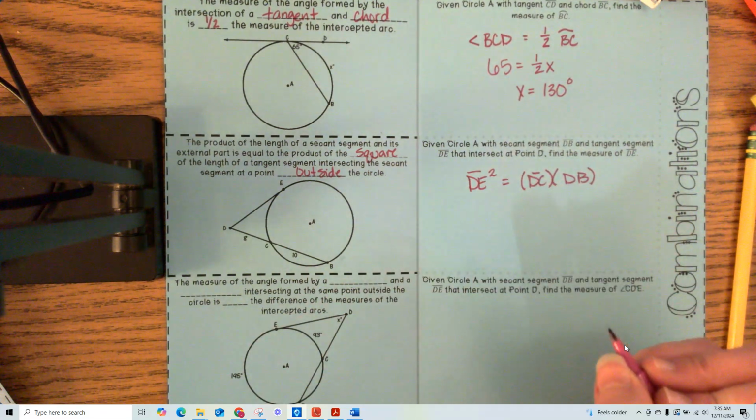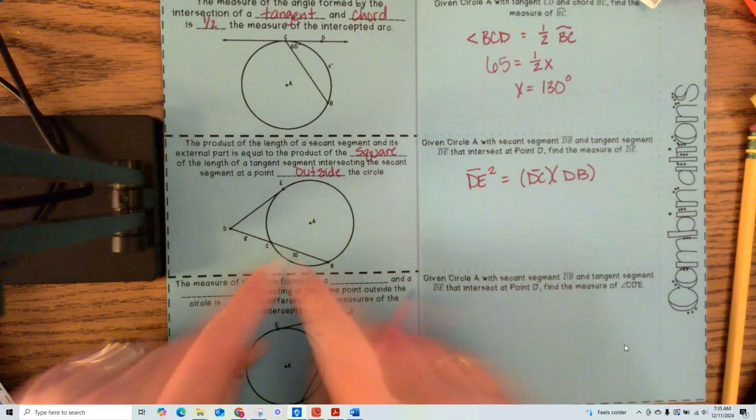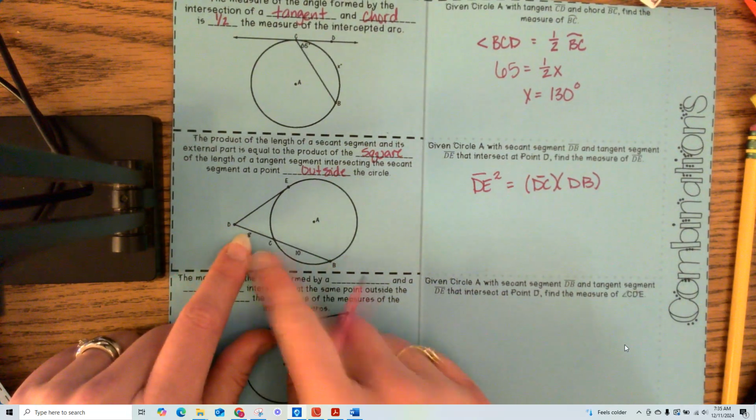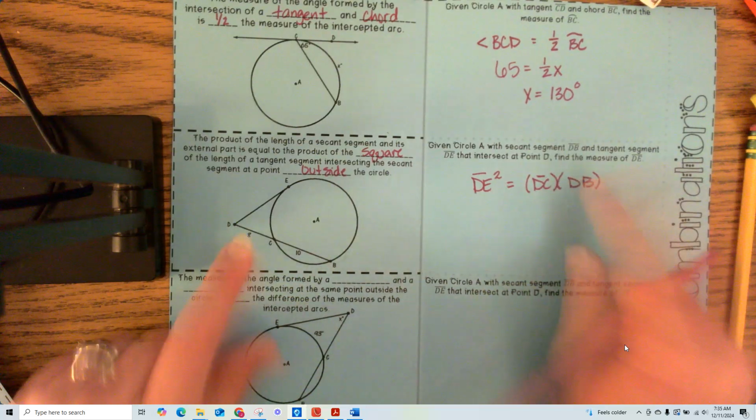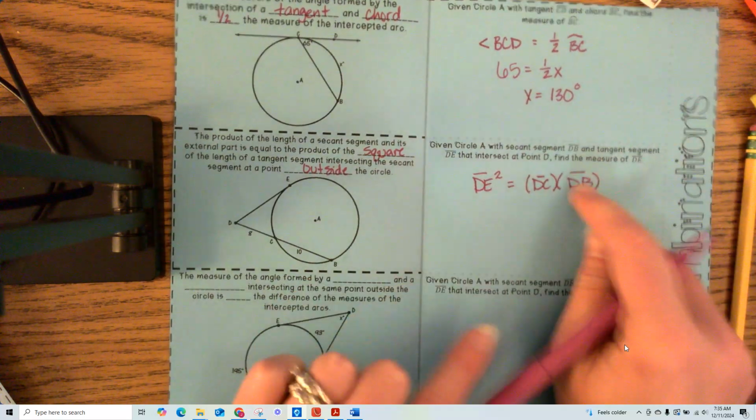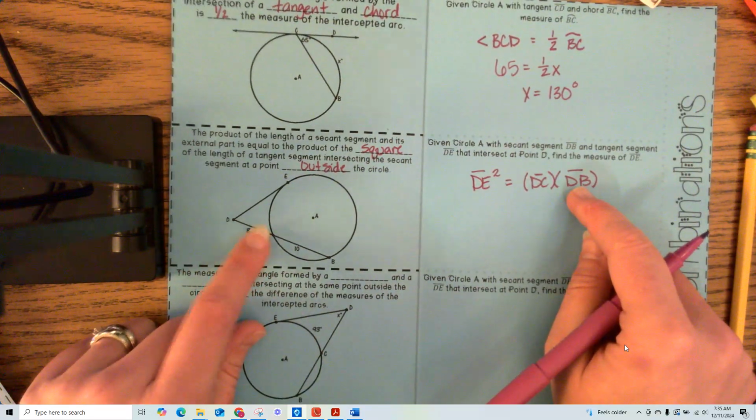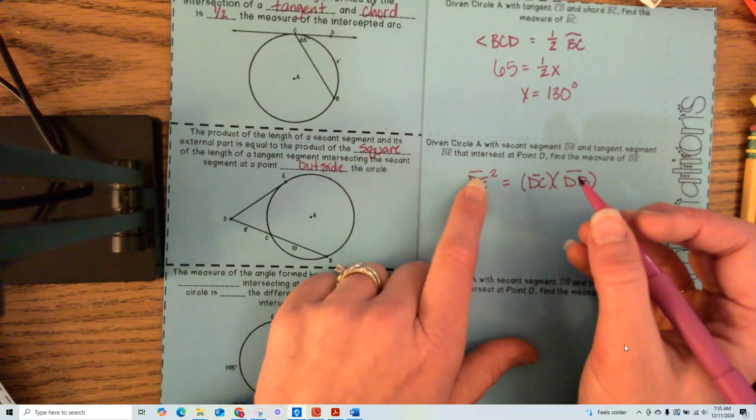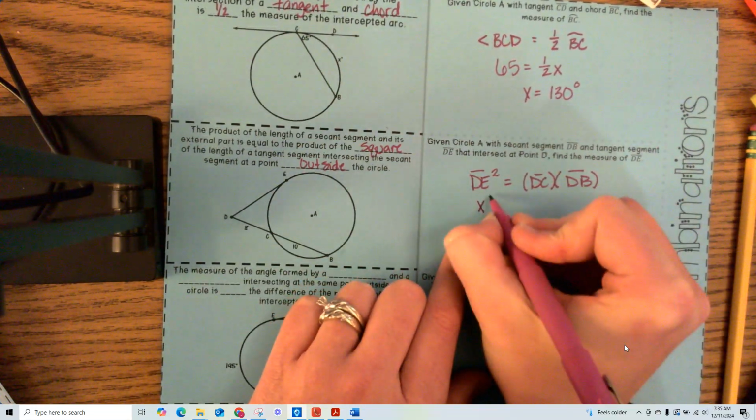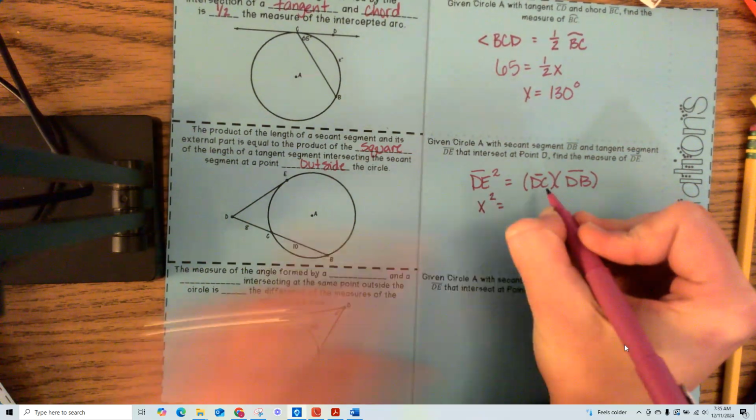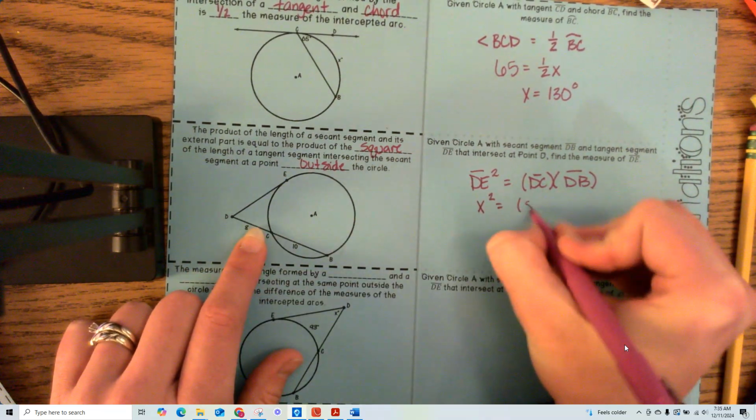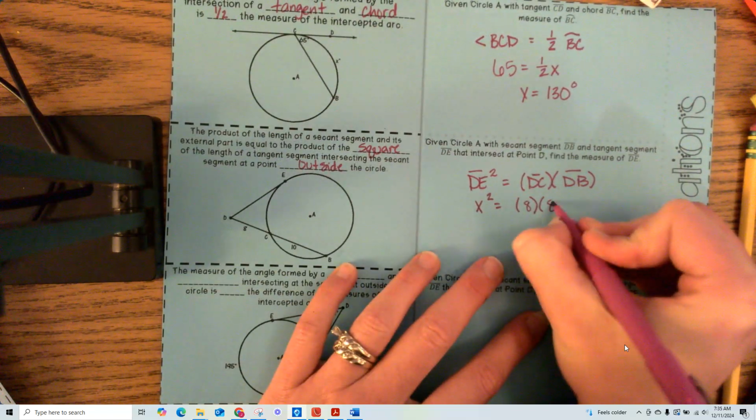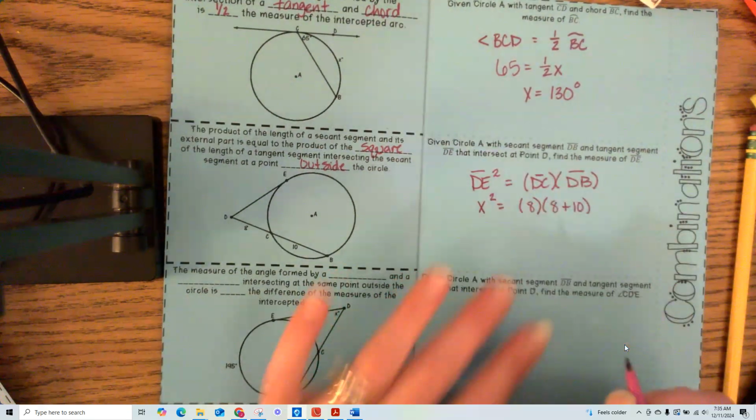Okay, so we've got to do some rearranging here. So DB, this entire measurement, right? So it would be 8 plus 10 that would give us the DB amount. So DB is equal to DC plus CB. You could expand it out. So we don't know this measurement. This is what we're looking for. So we're going to make that the X. DC is 8. And then DB all the way across is 8 plus 10.